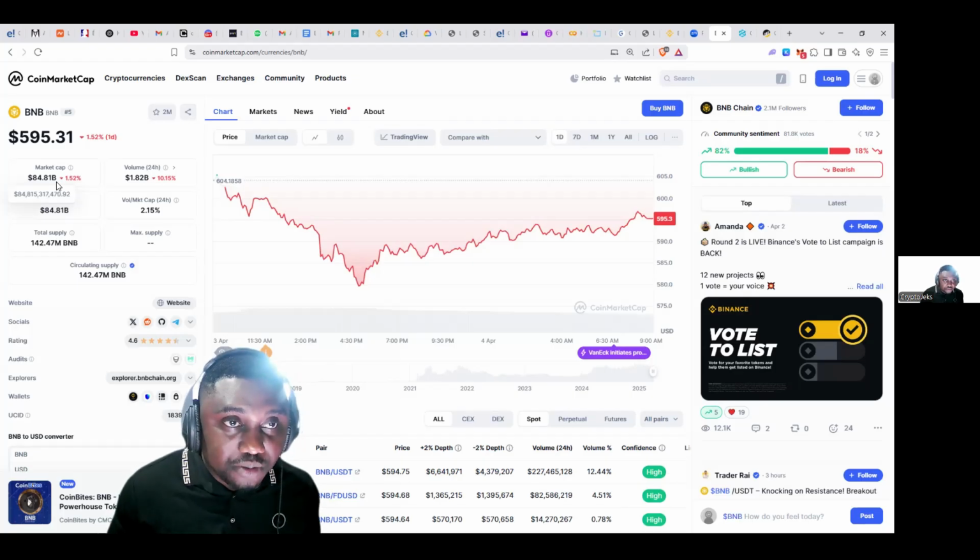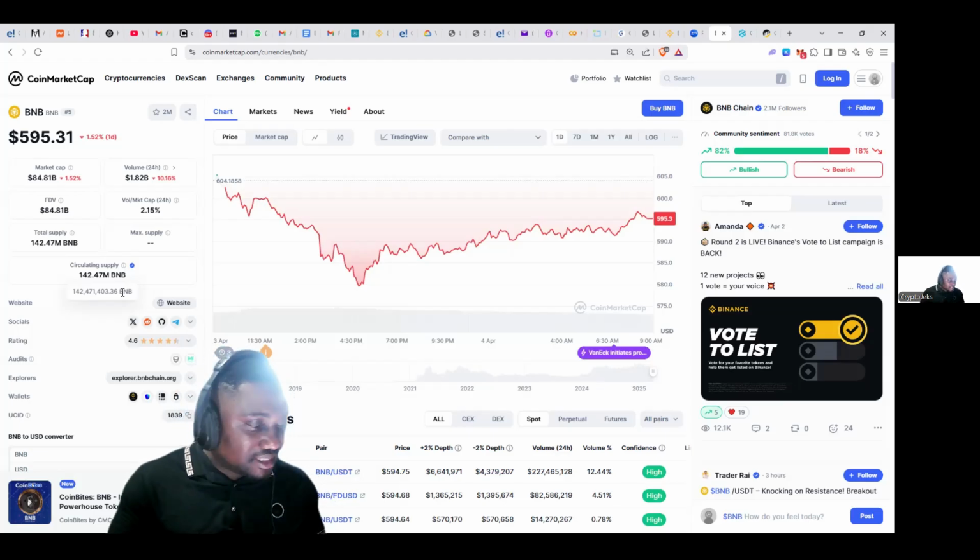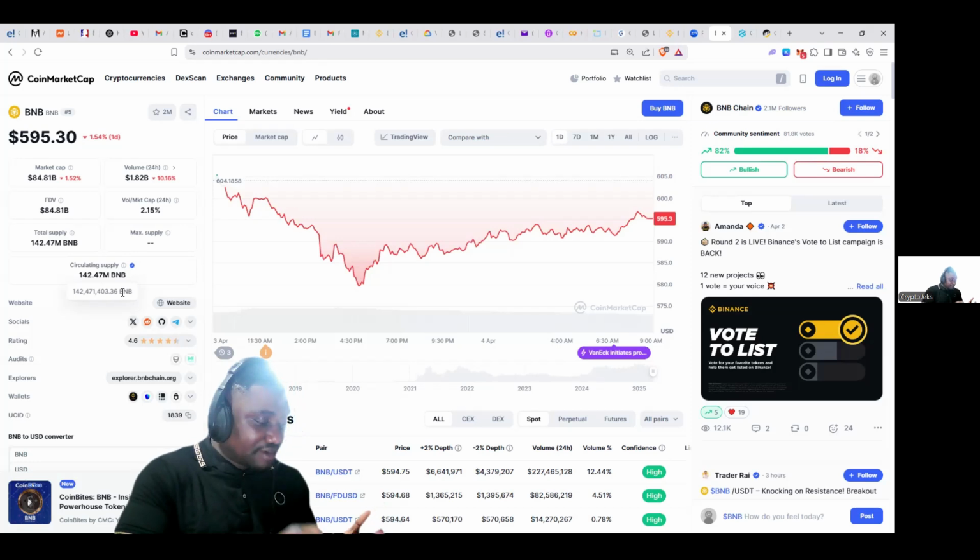This price is 84.81 billion, which is 84 billion 801 million. So this is 84 billion 801 million divided by the circulating supply, which is 142 million 470,403. Okay, so let's do that math and see how they arrived at the current price of BNB.